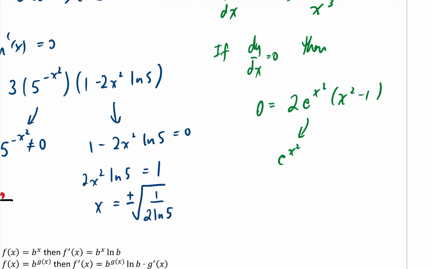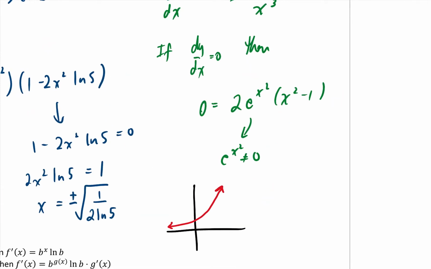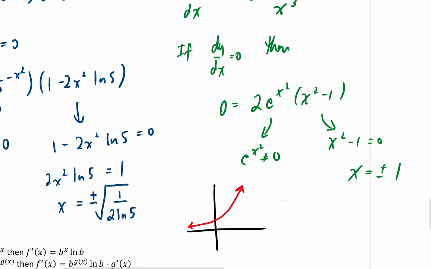So e to the x squared, we already know, cannot equal 0. Again, that's because we have an exponential function in which the range is always greater than 0. And for the second factor, that's x squared minus 1 equals 0. That means x is equal to plus or minus 1. So again, there are two values. There are two locations on this curve where the slope of the tangent equals 0.